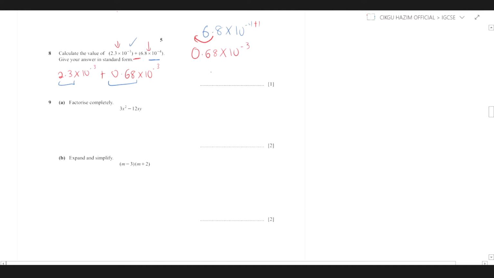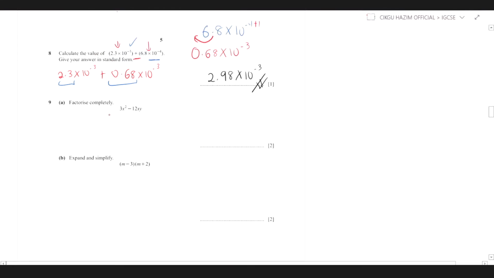It would be 2.98. It will be 2.98 times 10 to the power negative 3. And make sure, is your final answer in standard form? Yes, it is. What does it mean by standard form? It means the value in front here must be less than 10. So 2.98 is less than 10. That's the thing. Let's proceed to the next question, which is factorize completely.